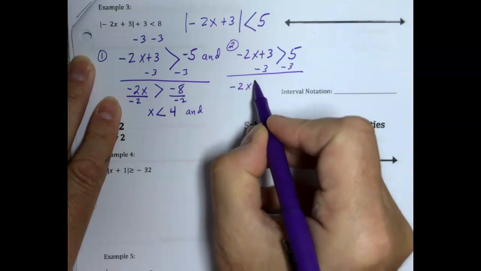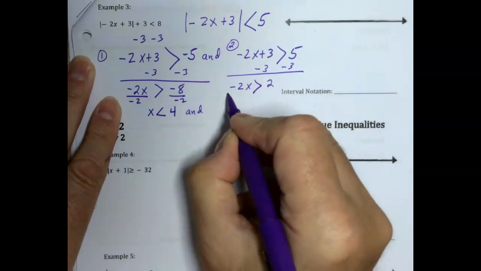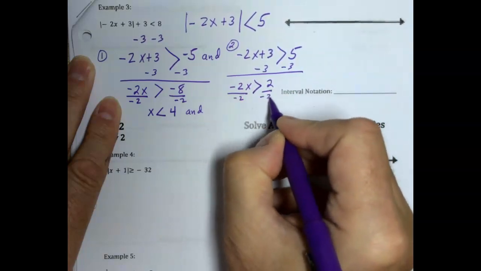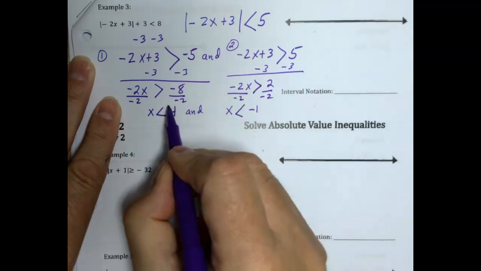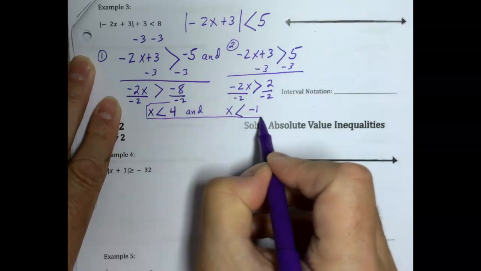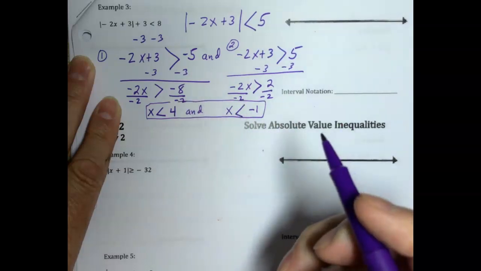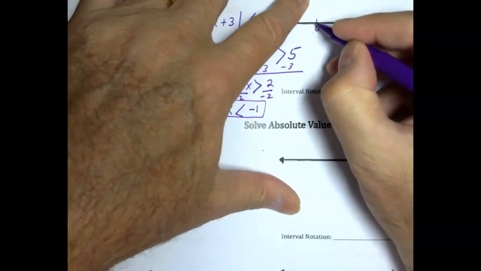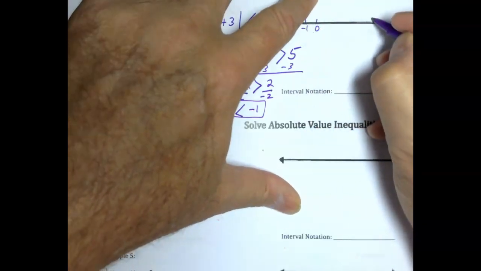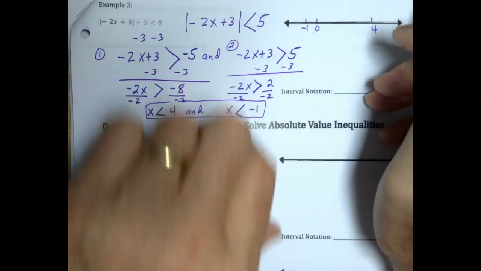We have 2x is greater than 2 divided by negative 2. So x is less than negative 1. Okay? So let's get over here so we can, 0, negative 1, 4. Okay.